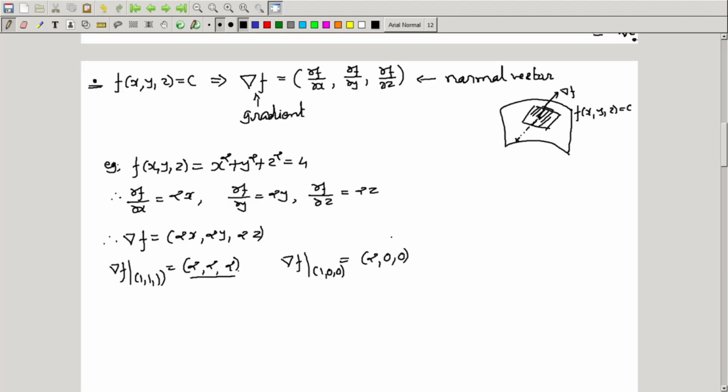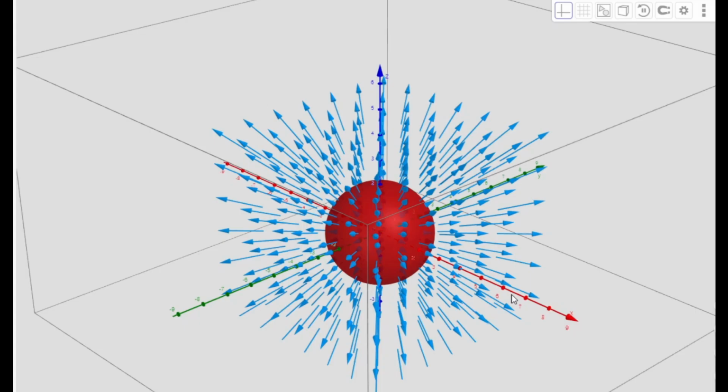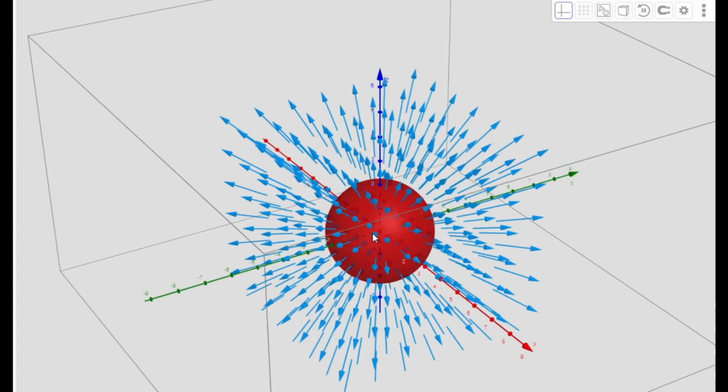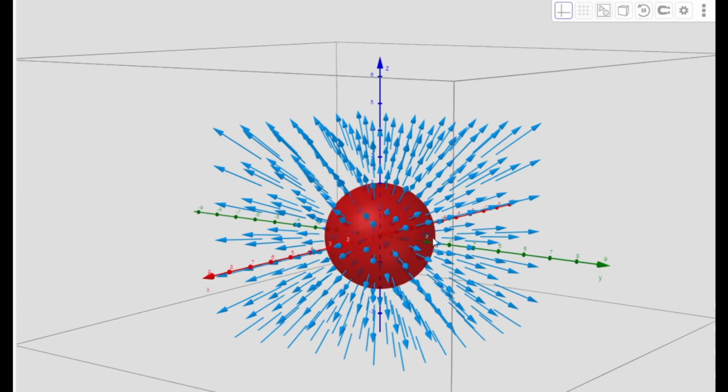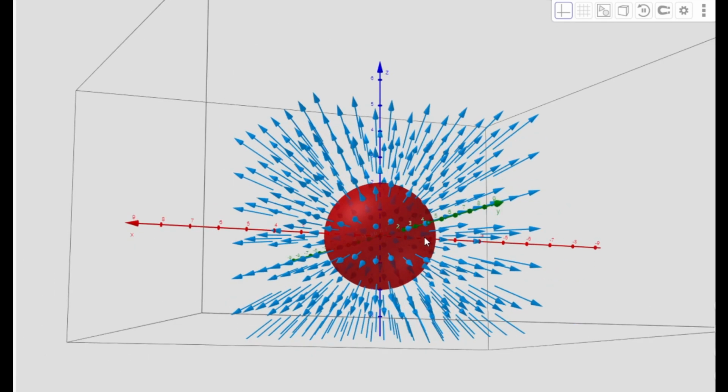That is the gradient vector, right? If I evaluate at the point 0, 1, 0, then it is 0, 2, 0. Look at the y-axis, the positive green ray, right? So here we have the vector, you can see here, right?